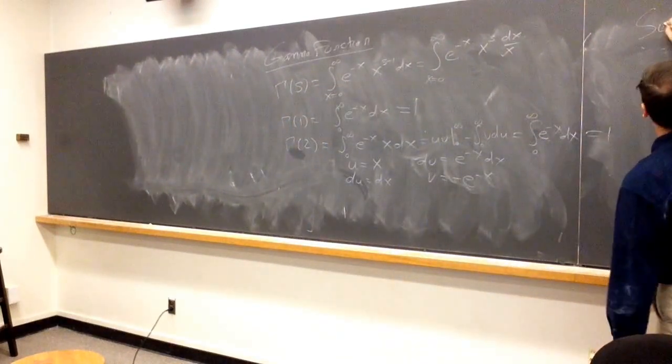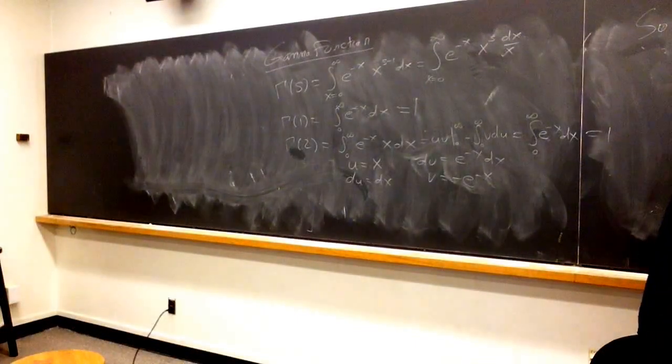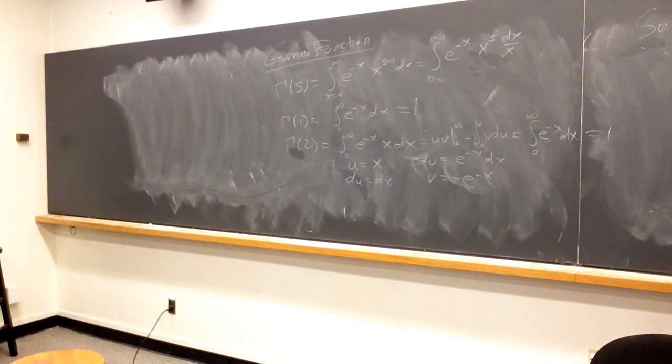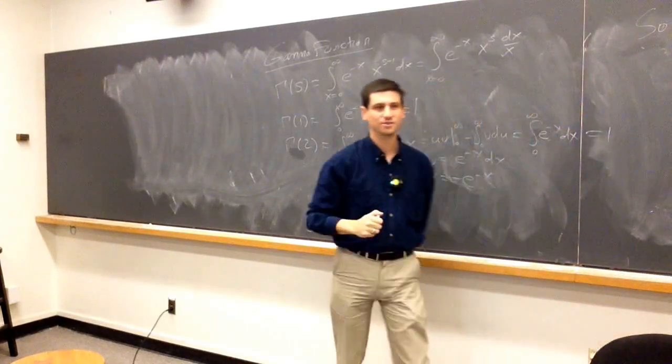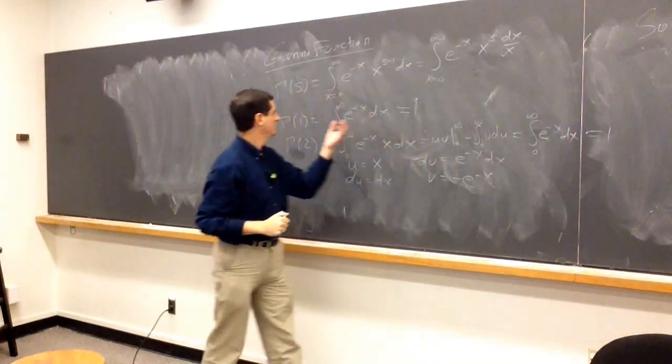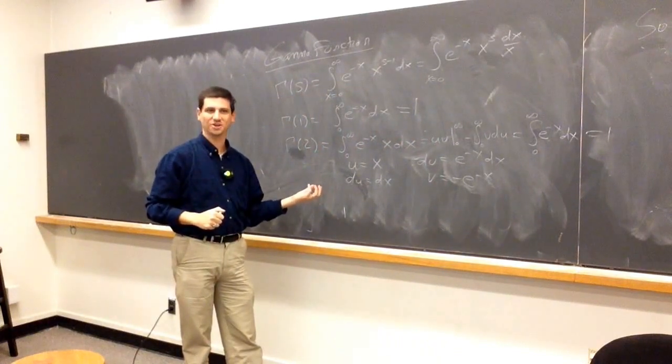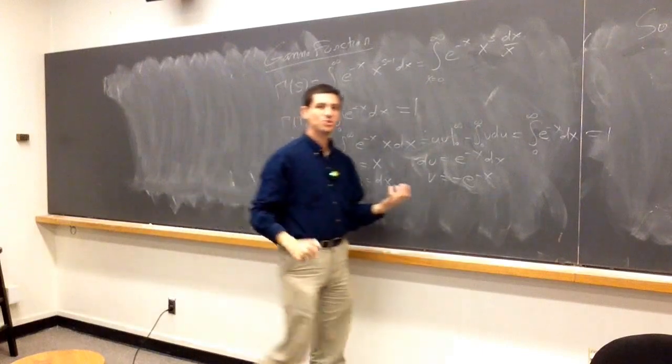So gamma of n equals 1 for all n. Yes or no? What do you think? Gamma of 1 was 1, gamma of 2 was 1. By induction, gamma of n is 1. No. All right, what should we do?